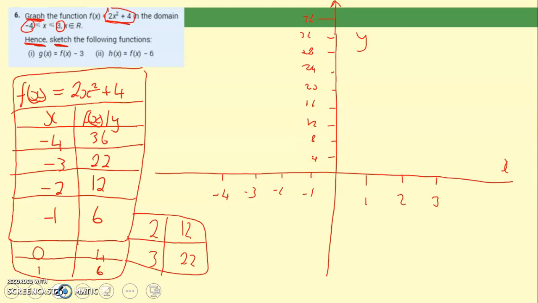So minus 4 goes up to 36, here. Minus 3 up to 22 here. Minus 2 up to 12. Minus 3 up to 22, so they're starting to vanish. Minus 2 up to 12 was here. Now I don't know why this is happening again this week.